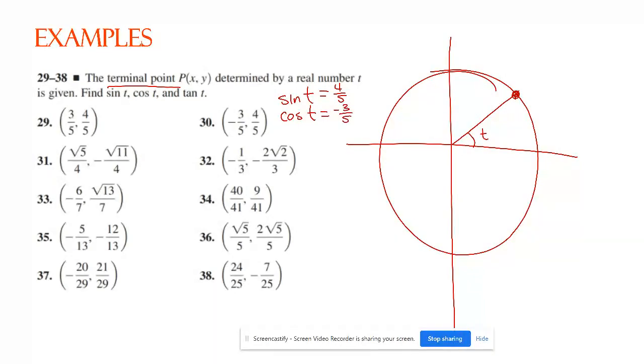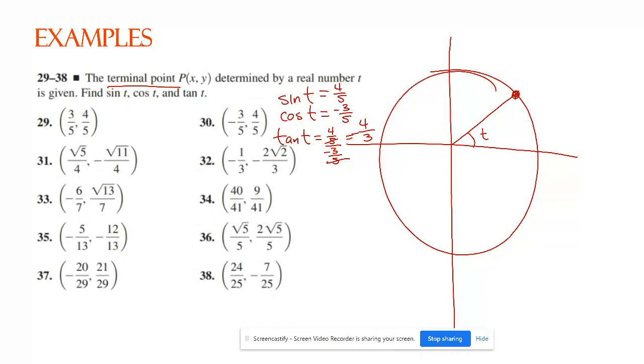And then to find tangent, that's the only one you have to do a little bit of work on. So to find tangent of that angle, what you're going to do is take sine over cosine. So y over x. So I'm going to take 4/5 over negative 3/5. And remember, what happens is the 5's just cancel out, and I get 4 over negative 3, or negative 4/3. So that's all there is to it for this type of problem. I just wanted to show it to you because it will come up.